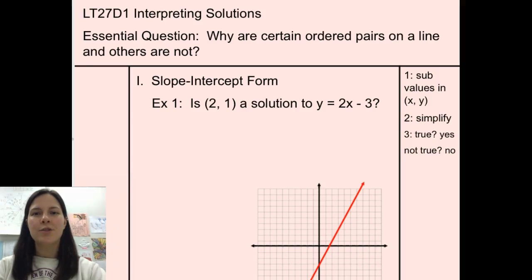Our next unit is graphing equations of lines, and we're going to start by interpreting solutions to these equations. So our essential question is, why are certain points on a line and other points are not? We're going to find that out today.